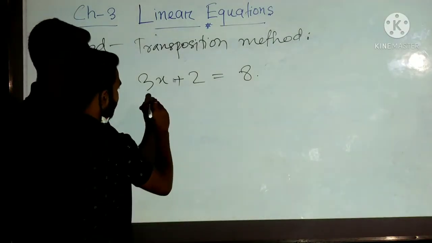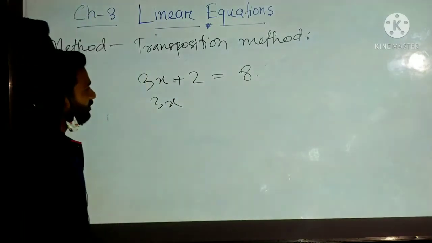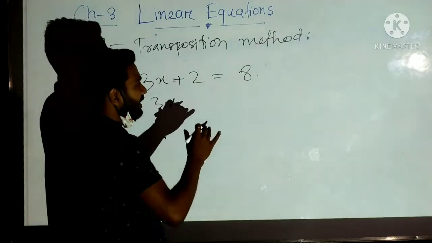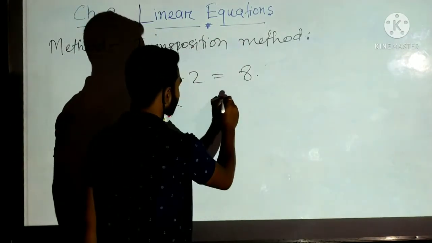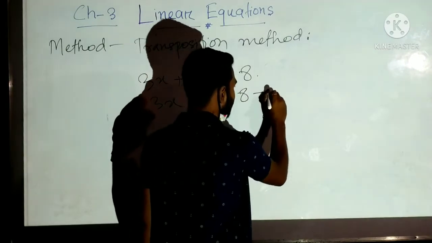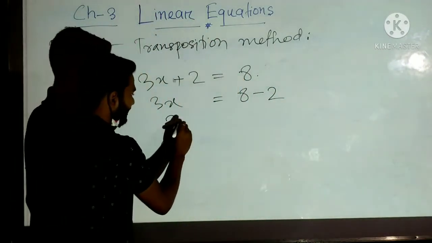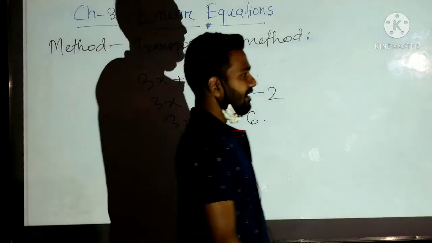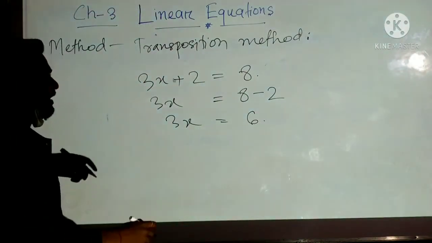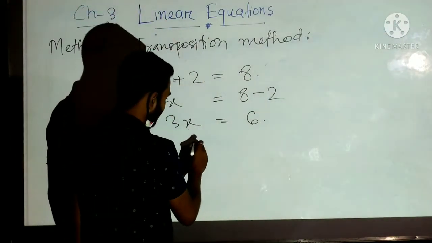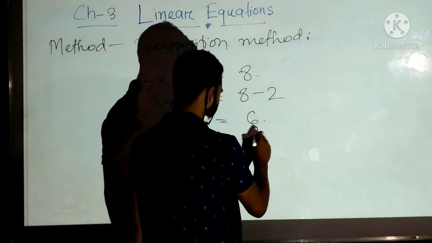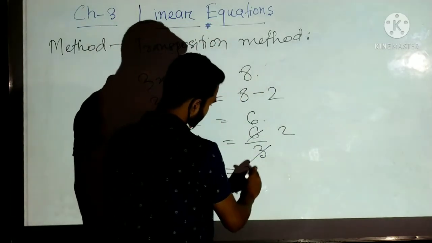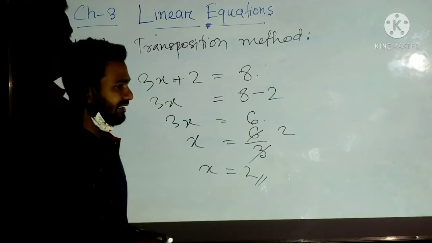Okay, so by using this method, we transpose this 2, which is a constant with a symbol plus. If we transpose this 2 from left hand side to right hand side, its symbol will change and it will become 8 minus 2, and we will get 3x equals to 8 minus 2, 6. Now this 3 is multiplied with x, so if we take it to the right hand side, it will get divided. So we can write x equals to 6 by 3, that is 3 twos are 6, x equals to 2. So this is the transposition method.